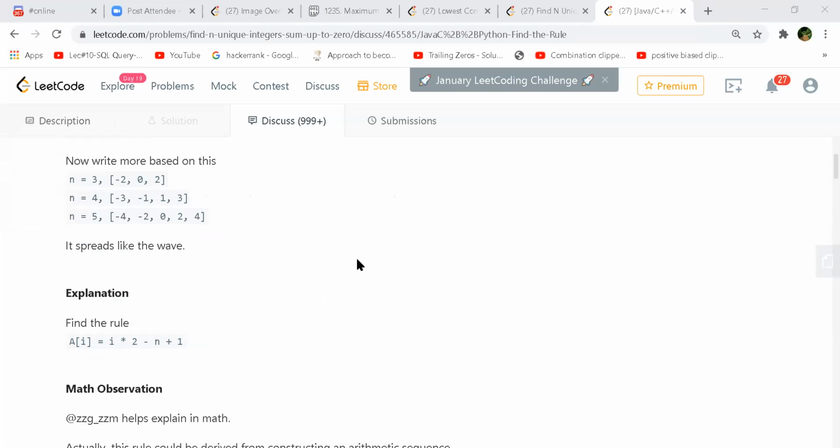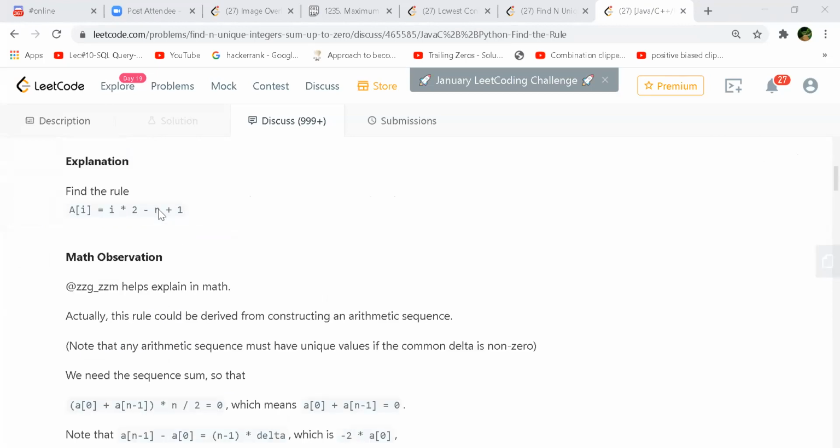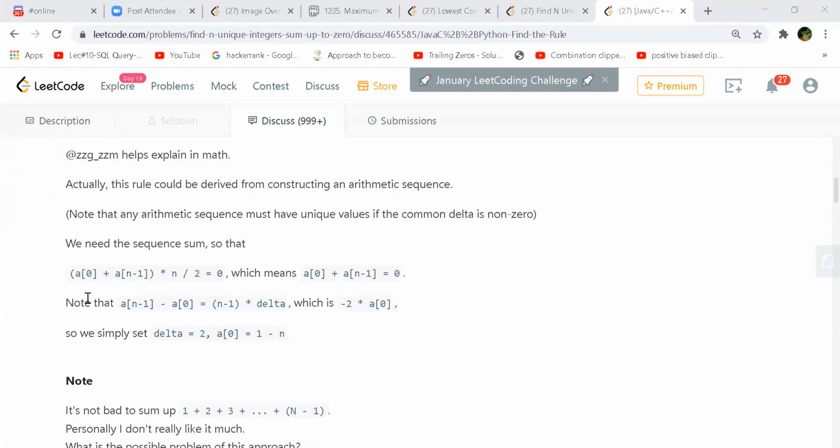So what we see is that the sum of the first and the last term is always 0, everywhere you look. So they are taking the first term a of 0 and the last term, and n by 2 times that is the sum of the series. We have a formula for this. I think this is an arithmetic progression, not a geometric one. Yes, sorry, arithmetic progression.